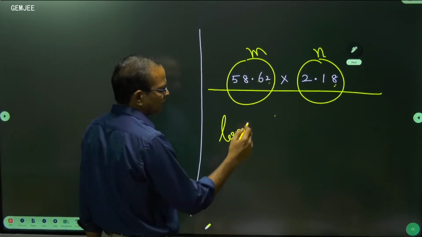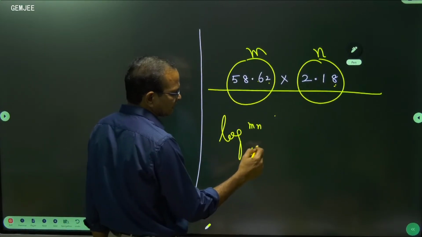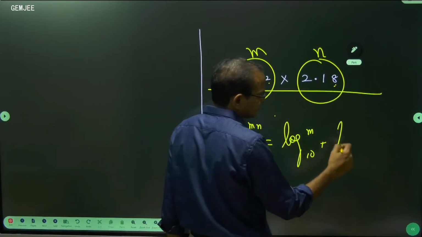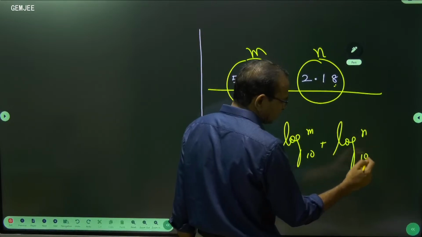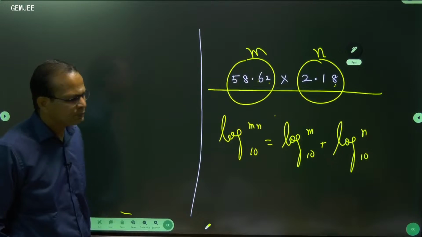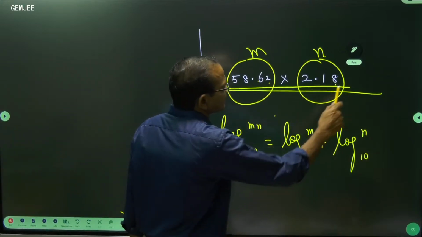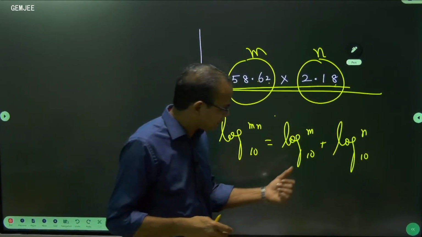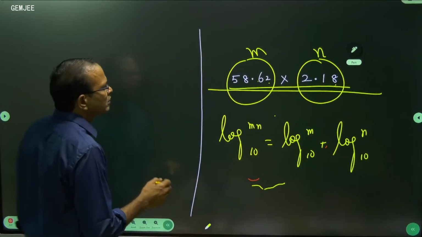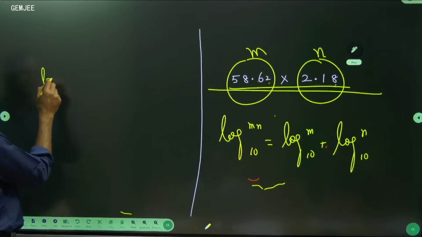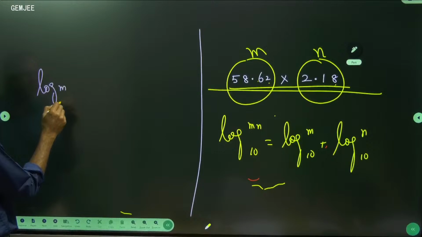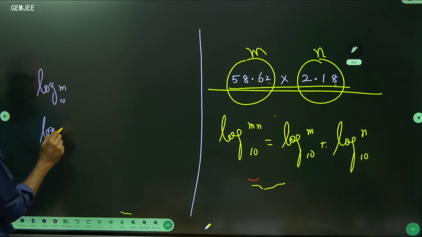Log of mn to the base 10 equals log of m to the base 10 plus log of n to the base 10. We have just now proved it. So what did we do? Instead of multiplication, we add their logs. Finished. So let us say log m to the base 10, log n to the base 10.